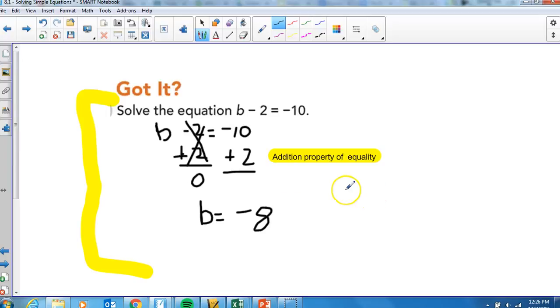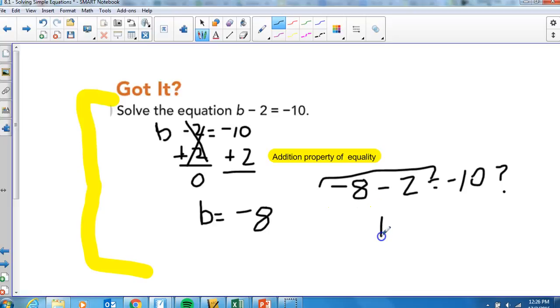So what I can do now is take my original equation and substitute my answer in. So I have -8 for b minus 2. Does that equal -10? The way I can check my work: -8 minus 2, they have the same sign, so I'm going to add them. 8 and 2 give you 10. Keep the sign since they're the same, and that gives you -10. So does -10 equal -10? Yes. So I know I have the right answer.